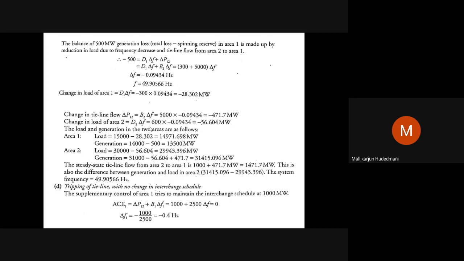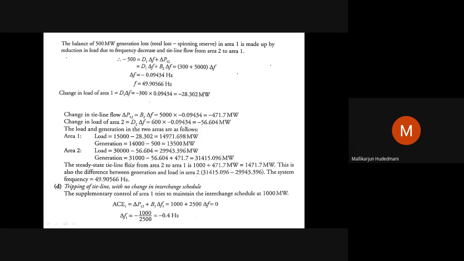So when I have this particular concept, load and generation in both the areas stand at the end of this transaction as: 15,000 megawatt load minus the drop in load, and this is 14,971. Generation was 14,000, a drop of generation by 500 megawatt, 13,500. Load in area 2 was 30,000 originally, and the shift down in load due to frequency deviation is 56, and when I reduce it, this is the value. Generation was 31,500, 31,000 megawatt originally.